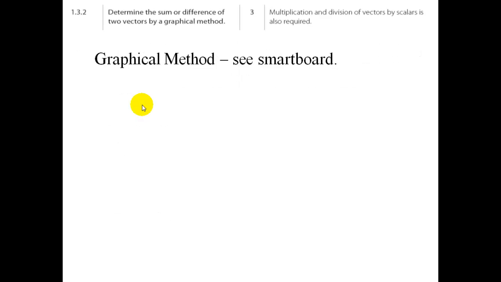Now we need to be able to determine the sum or the difference of two or more vectors by what's called the graphical method. And we'll give an example here. We have one vector here, the green vector, plus the blue vector, plus the red vector. Now, if we added all these vectors together, where would they point? What would be the sum of these vectors?